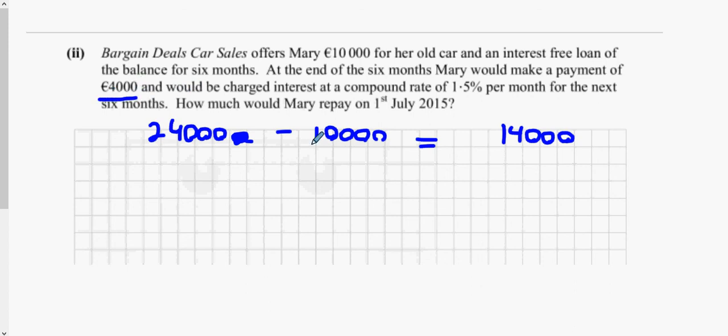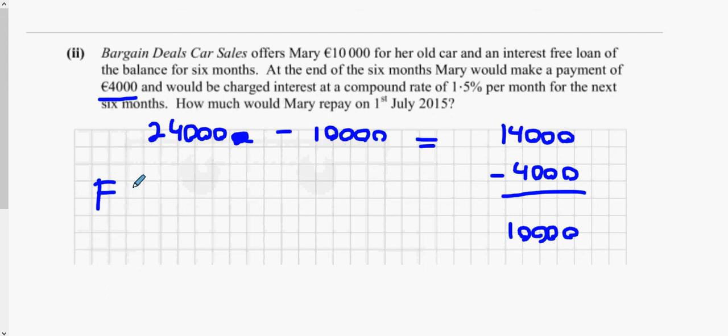She has to hand over 4 grand. How much money does she owe them still? Okay, and then what happens after that then? We just keep charging her an extra 1.5% for the next 6 months.